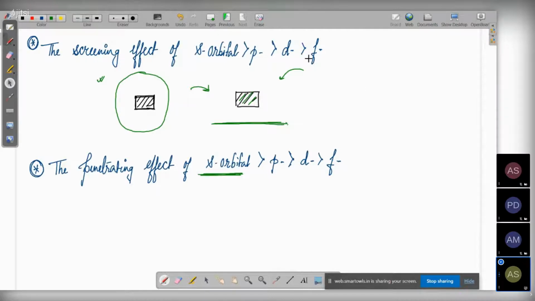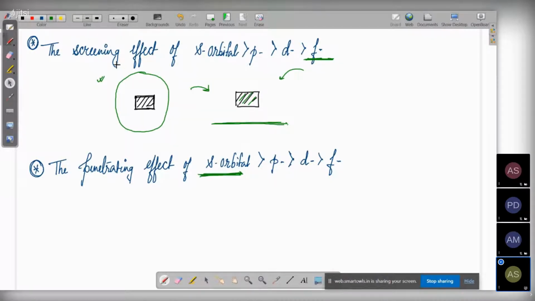So these two conclusions are very important: the poor screening effect of F orbitals and the high penetrating effect of S orbital. Because in many of the give-reason questions of this chapter, we will explain our answer with these two keywords only. So our answer will be based on this point. So this order of screening and penetrating effect is important for you to remember.